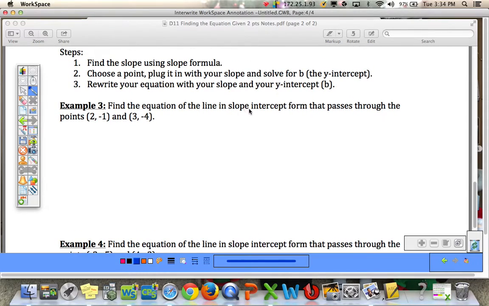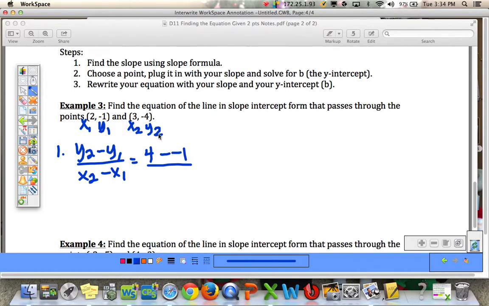Find the equation of the line in slope-intercept form that passes through the points 2, negative 1, and 3, negative 4. So first step, label your points. First step is find the slope. Slope is y2 minus y1 over x2 minus x1. y2 is negative 4, y1 is negative 1, over 3 minus 2. Negative 4 plus 1 is negative 3. 3 minus 2 is 1.